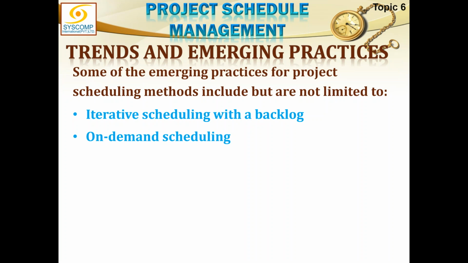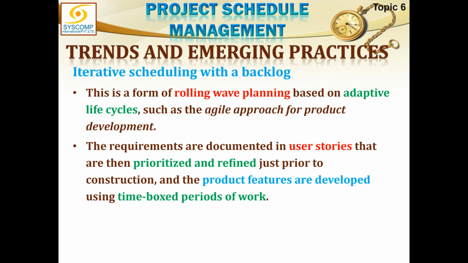We can't understand how it is possible that I am working on a plan and the plan is also changing. So they have come up with different techniques like iterative scheduling with a backlog and on-demand scheduling, and I'll explain them one by one. Iterative scheduling with a backlog is that the whole of the work of the project is placed in a backlog, in an order of prioritization by value, which work is to be done first and which work later.